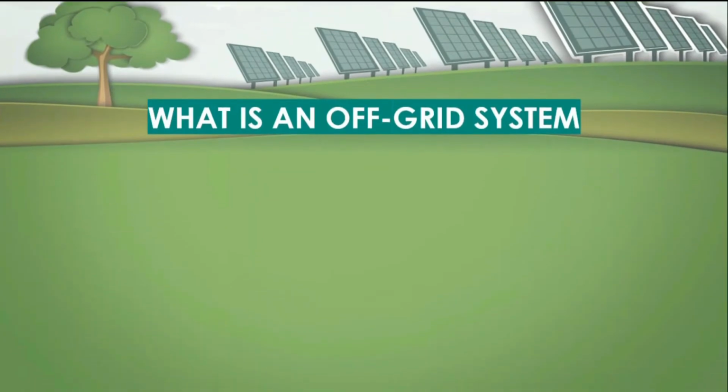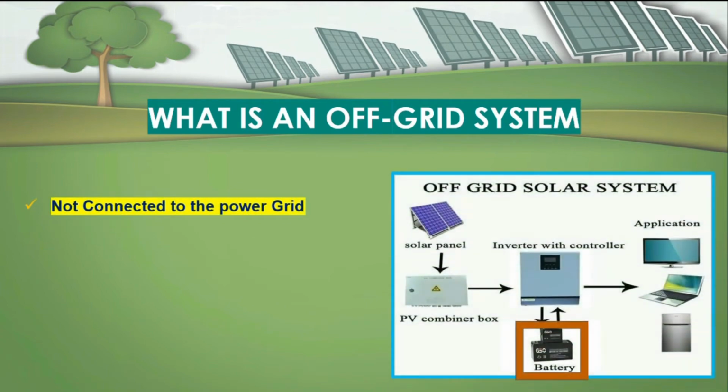The other type of system, which is called off-grid system, is shown here. Here you can see in this particular system, the battery is an additional component. The process of generation by solar panels and converting that DC power into AC remains the same. This kind of system is not connected to the power grid.